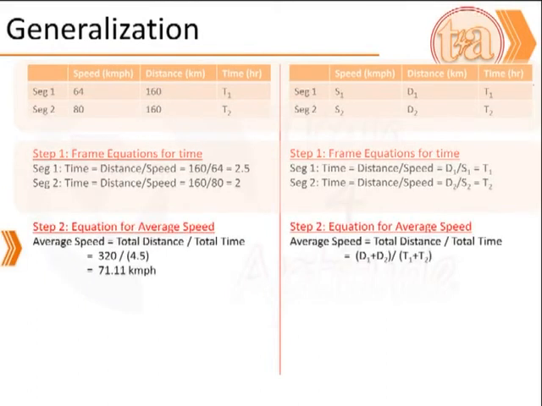The final step is to begin with the equation for the average speed. Average speed is equal to total distance by the total time, that is (d1 plus d2) divided by (t1 plus t2).